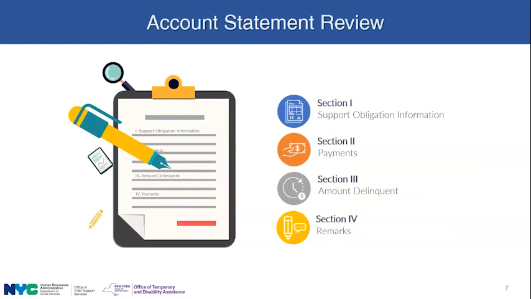We'll start this presentation by going over a breakdown of an account statement section by section. Section 1 reflects the support obligation information on the account statement. Section 2 reflects the payments that are received on the account. Section 3 reflects the delinquent amount on the account. And Section 4 reflects the remarks entered to explain the charges, the adjustments, and any pertinent calculation and information on the account statement.